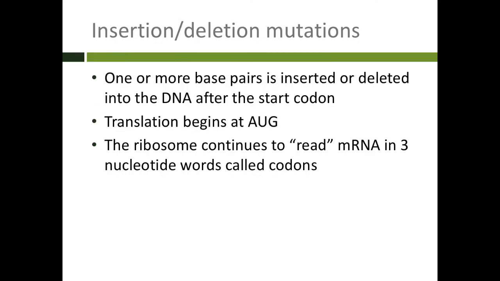Another type of mutation are insertion or deletion mutations. These can be devastating to the protein. Normally, the ribosome will start at AUG and then read the messenger RNA in 3 nucleotide blocks all the way to the stop codon. However, when nucleotides are added or deleted from the DNA, it causes a shift in the reading frame. Let's see how this works using real words that we are familiar with instead of codons.